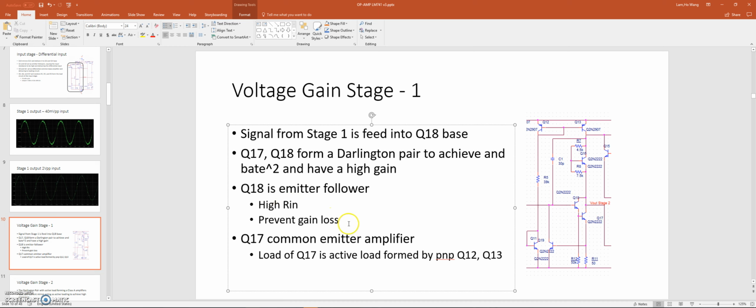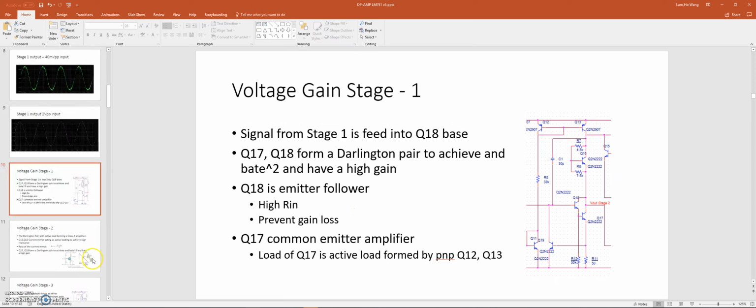Q18 is an emitter follower also. The purpose of having an emitter follower here is that we want a very high input resistance. This is going to prevent the gain loss from stage 1, because the loading effect is going to be minimized thanks to the high input impedance. And then Q7 is going to act like an emitter amplifier, and we're using an active load from Q12 and Q13. This current mirror is going to act as an active load.